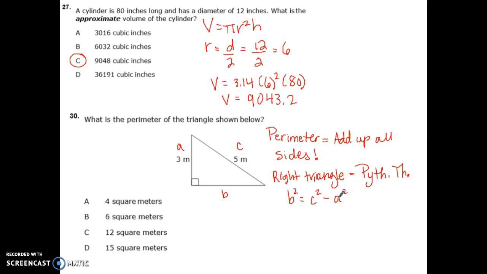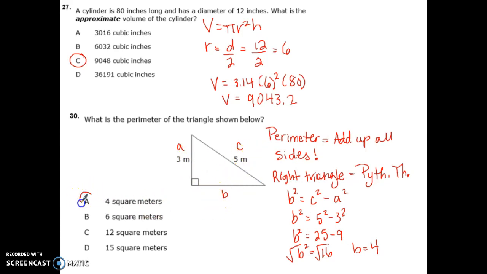Write small, y'all. All right, this is 30. So we get B squared is equal to 5 squared minus 3 squared. B squared is equal to 25 minus 9, and 25 minus 9 is 16. The square root of 16 is 4. Now, this is your Pythagorean triple, right? 3, 4, 5. This is the very first one.